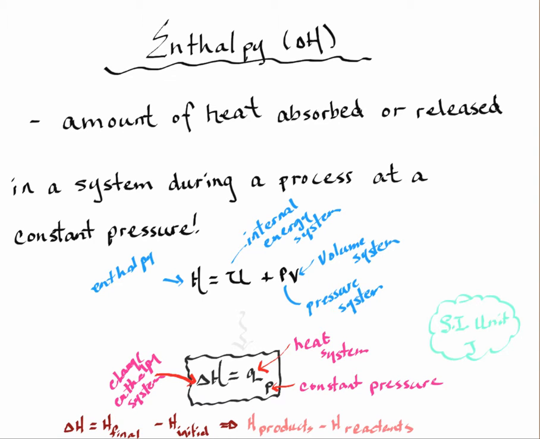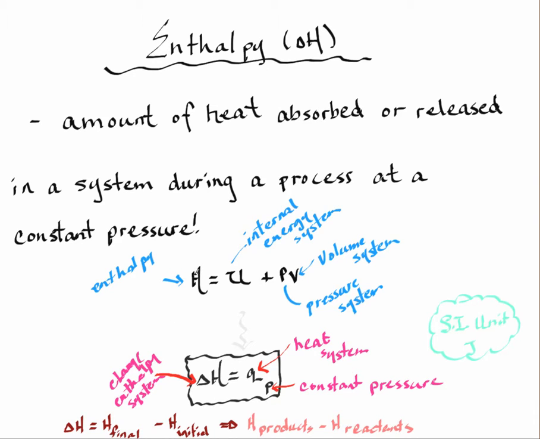Hi class, it's Mr. Endicott here, and today in chemistry we're going to talk about a concept called enthalpy, also denoted as delta H. So enthalpy is described as the amount of heat absorbed or released in a chemical system during a process at constant pressure.